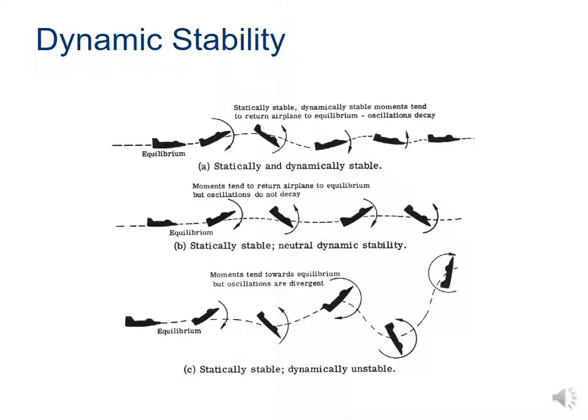Dynamic stability is about change over time. A statically and dynamically stable plane will have some oscillations after a disturbance, but each oscillation will be smaller, bringing it back into equilibrium. A plane that has static stability but neutral dynamic stability will continue to oscillate at the same rate or period after an initial disturbance. A plane that is statically stable and dynamically unstable will have continually divergent oscillations, but the plane will attempt to reach equilibrium in pitch in the direction of each oscillation.